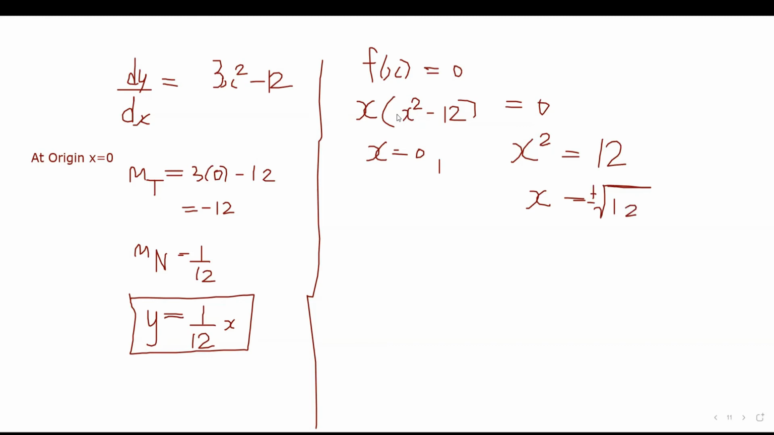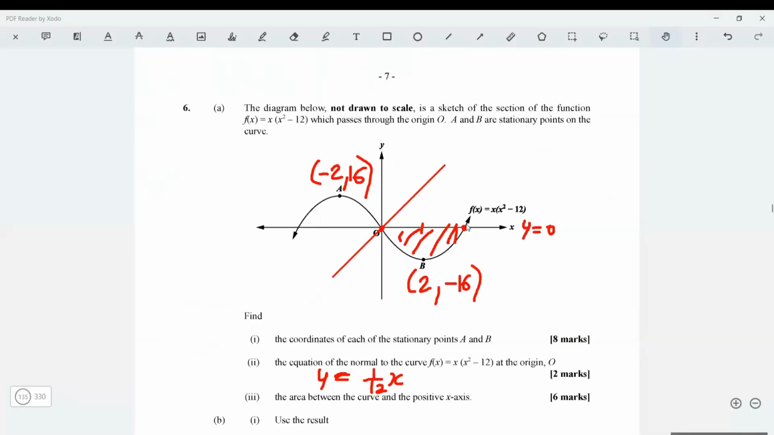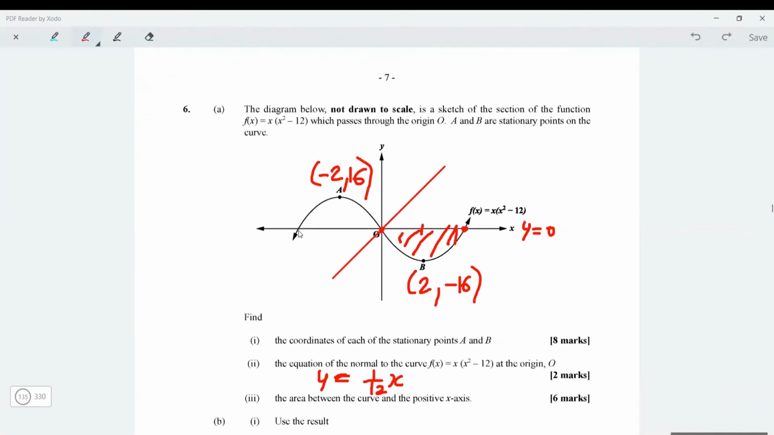What does that mean? That means, Marika, this root here is the positive square root of 12. The root over here would have been negative the square root of 12. But we're not bothered about the negative one, we're only bothered about the positive root of 12. So all we need to do now is integrate the curve from 0 to root 12.